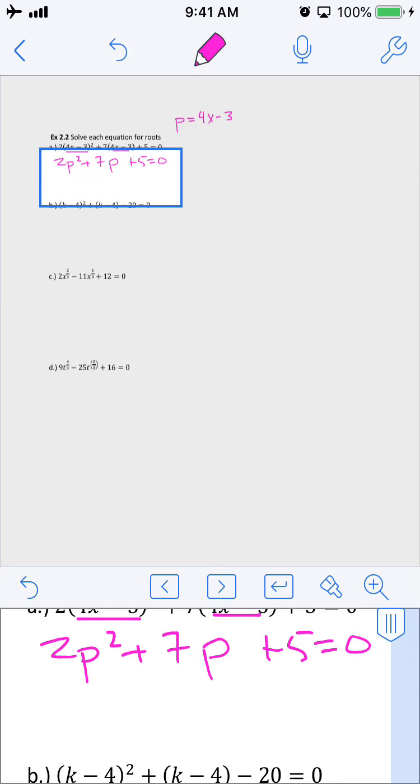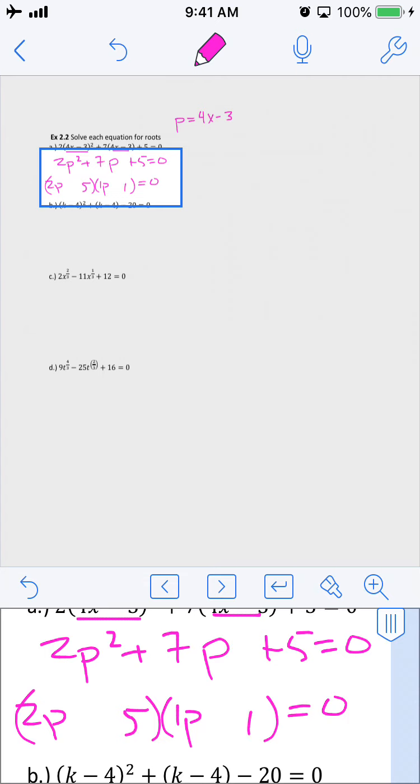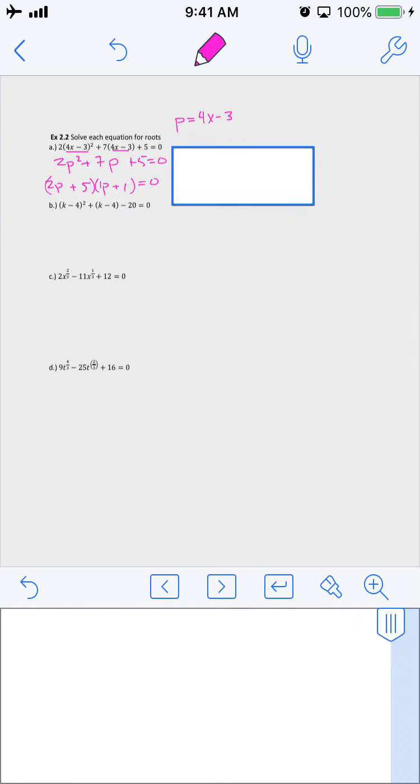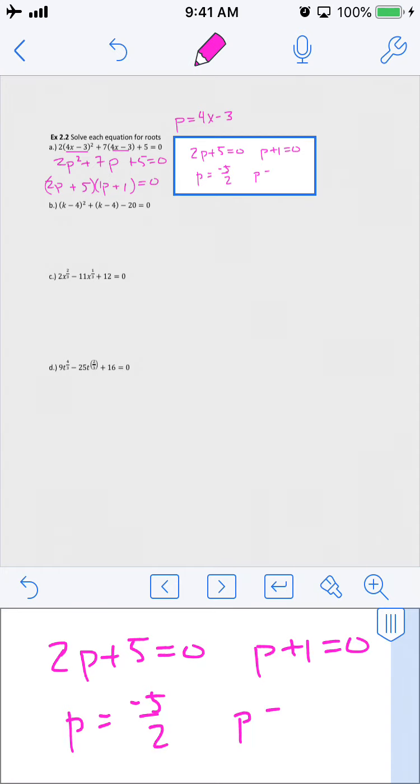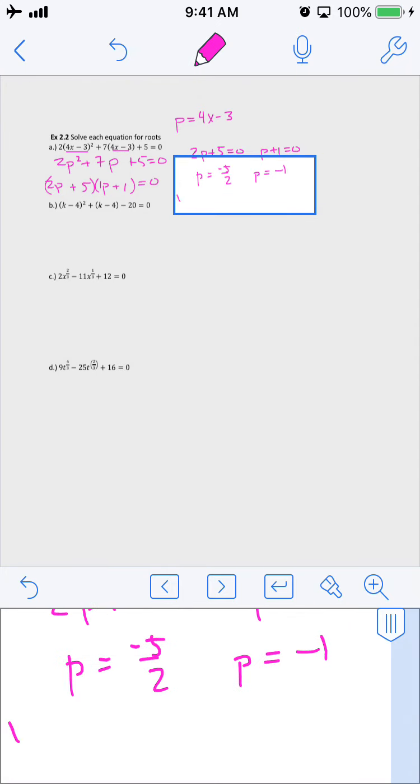Okay, yeah, I can factor that real fast. 2 and p are the only way to get 2p squared. 5 and 1 are the only way to get 5. And then 2 plus 5 would be 7. Cool beans. Okay, so 2p plus 5 is equal to 0, or p plus 1 is equal to 0. p is equal to negative 5 halves. p is equal to negative 1. But really, it's not p, so now we gotta plug this back in.